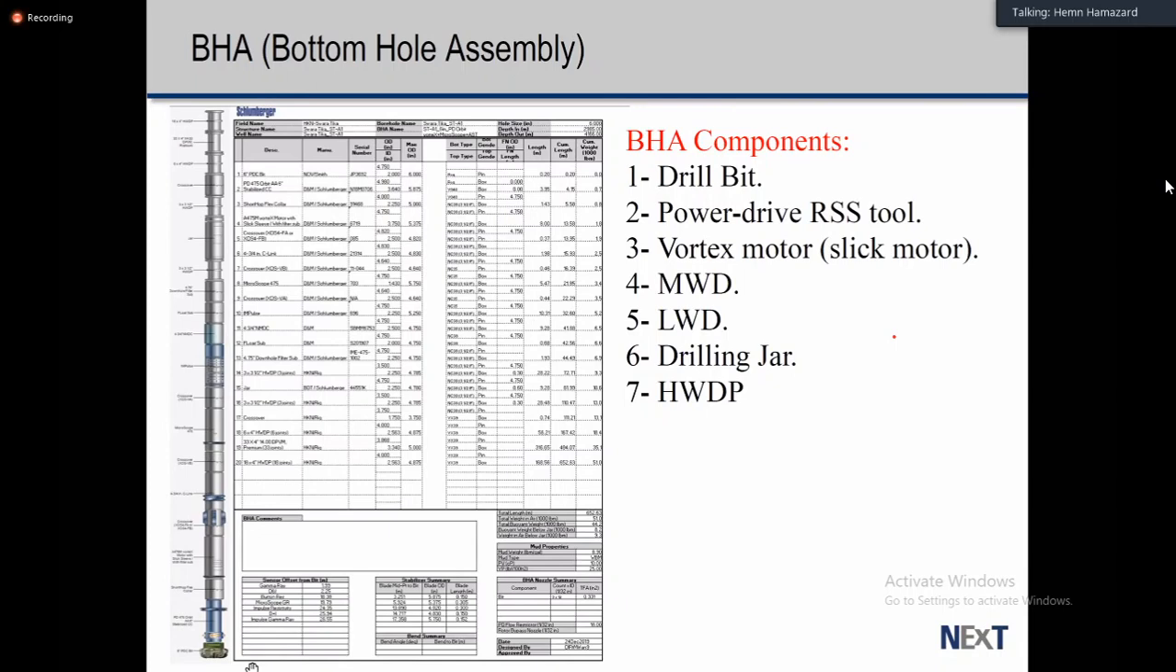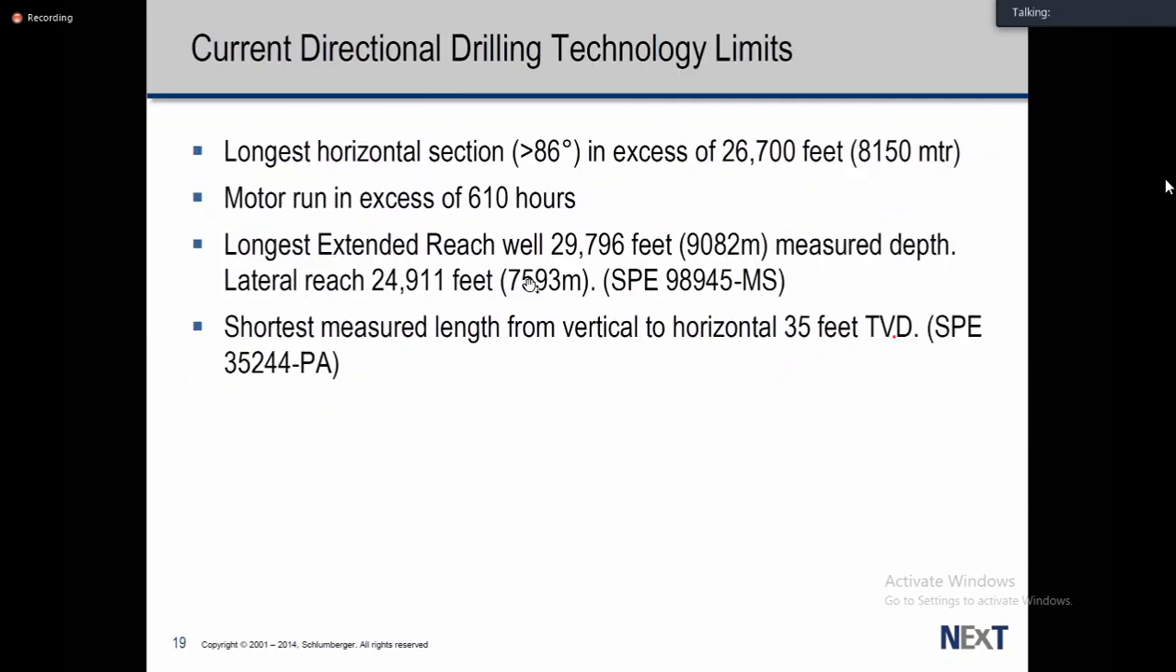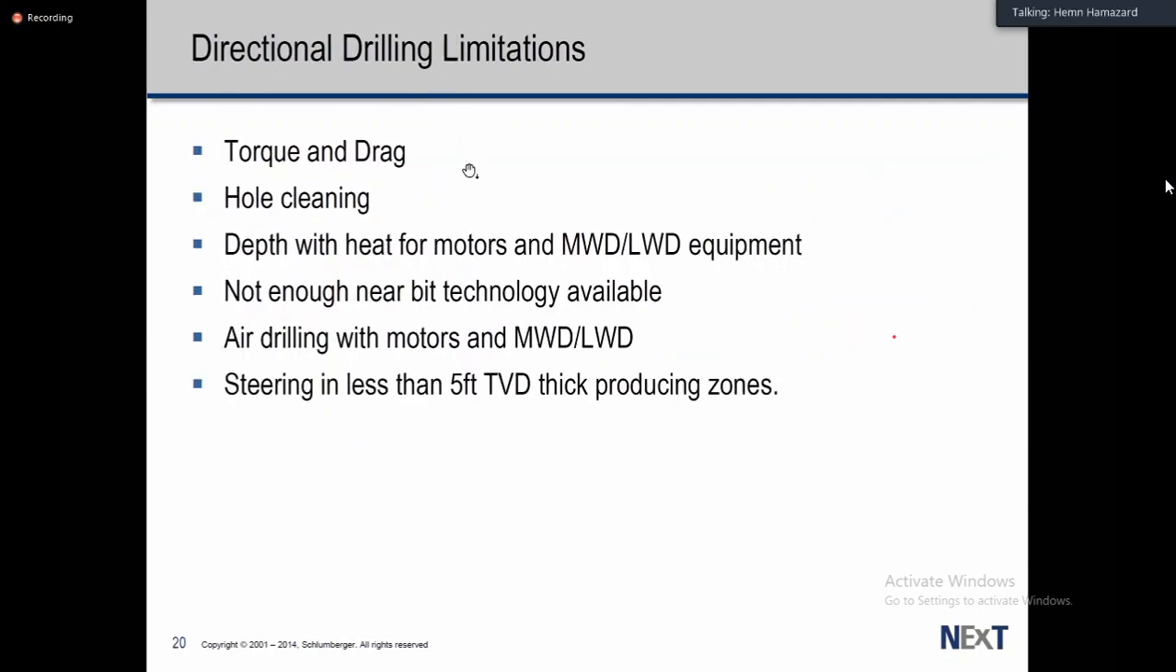But now there is a tool they call C-Link. You just put it on the bit. If you are lucky, you can get the directional data right at the bit, if it's working. That was the directional drilling limitations, and also air drilling with motors and LWD.